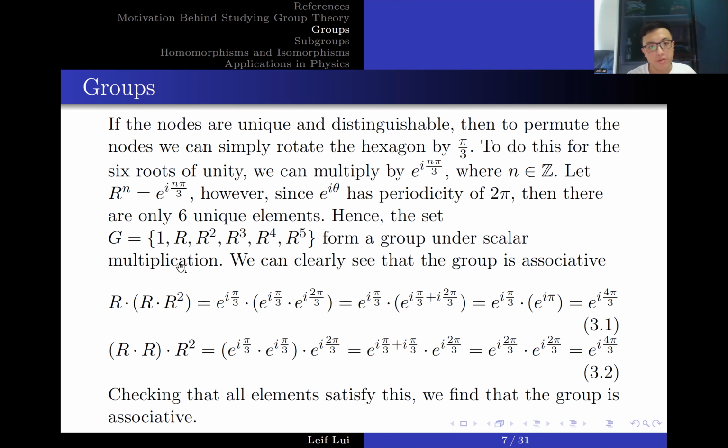How about if we put n equals 7, so 7 pi over 3? But remember, this is the same as rotating it once by pi over 3 and then 1 whole revolution. So this is degenerate with r. So any other combination, any discrete rotation of pi by 3, would be degenerate with one of these. So these form a group under scalar multiplication. So we can see that clearly.